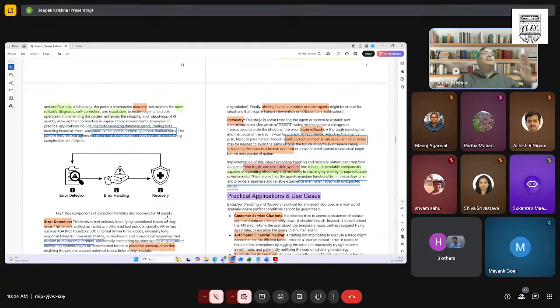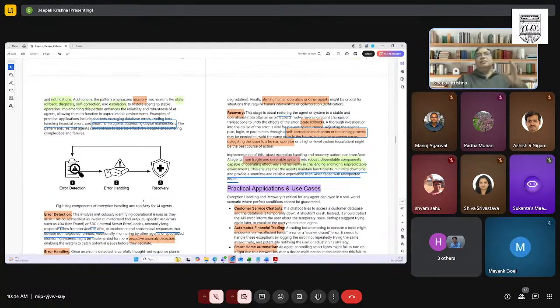Yes. So these are the three fundamental steps. First, we need to detect the error or the exception, right? Then we have to handle that error or exception. Then we have to do the recovery. Right? So these are the three fundamental. Even in our normal coding also, we do the same thing. So here also, but here we are talking about the world of LLMs.